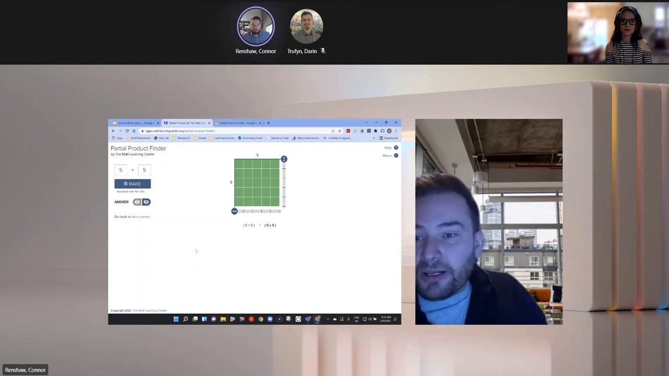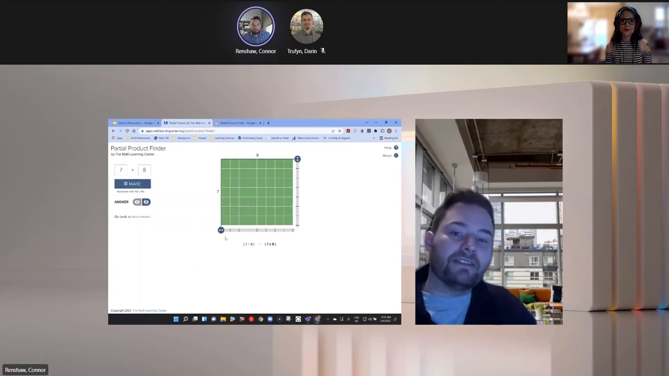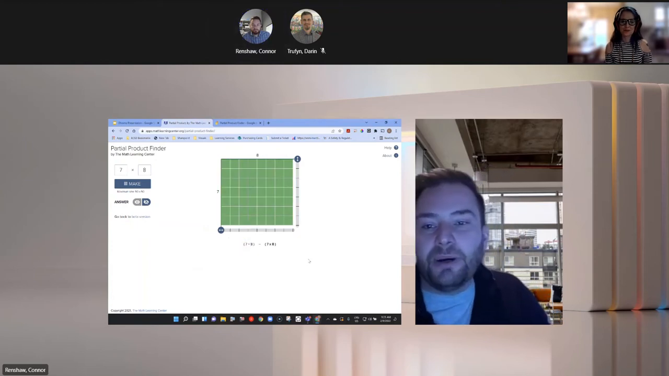Within this partial product finder, you can perform multiplications up to 50 times 50. So we're going to start with something really simple, a basic fact that for whatever reason students really seem to struggle with, and that's 7 times 8. I don't know why 7 times 8 seems to be the one fact that students always tend to forget.